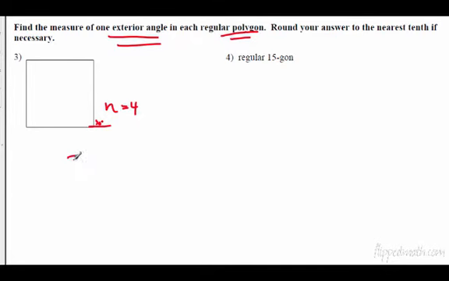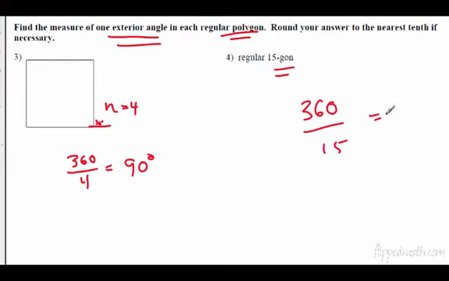But the way you do it, you take 360. Remember, that's the sum of all the exterior angles. We have 4 of them. So in this case, it's 360 divided by 4, which is 90 degrees, which is what we thought using common sense. What about a 15-gon? Remember, a 15-gon means it has 15 sides, so that means it has 15 angles. So we divide by 15 here. You should get 24 degrees in one exterior angle for that one.